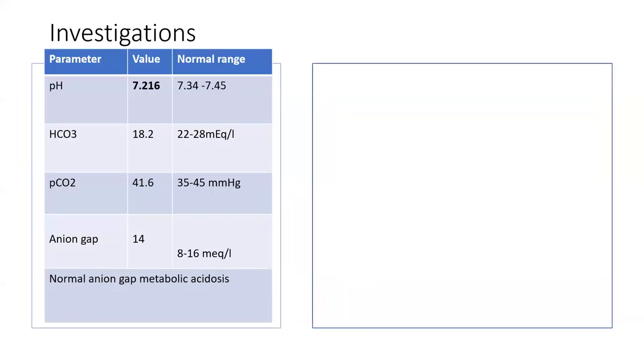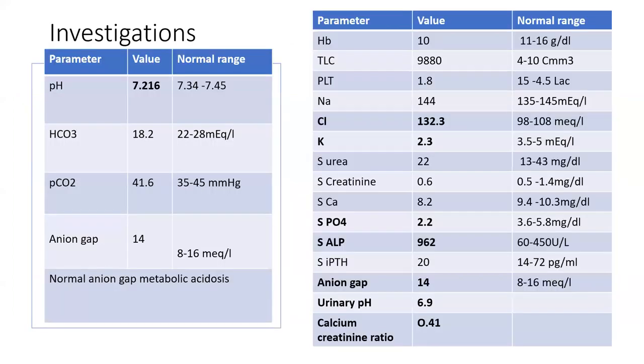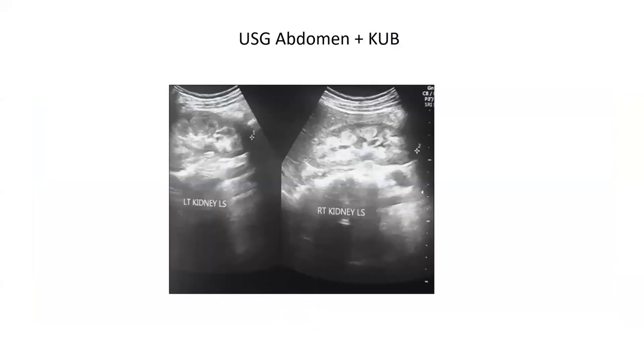Next, on investigation, as per the chart, we did serum phosphate level and then ABG. In this case, ABG showed normal anion gap metabolic acidosis with low potassium, with raised calcium creatinine ratio with increased urinary phosphate. So the possibility we kept in this case is distal RTA. USG showed there is nephrocalcinosis.